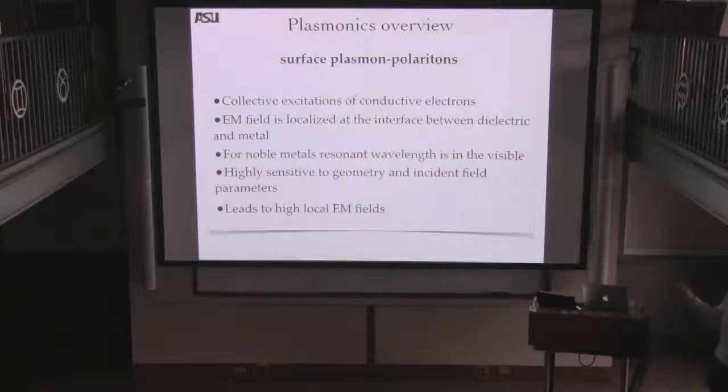Okay. So to quickly summarize, we have collective excitation of conductive electrons, what I call the surface plasmons, and the electromagnetic field is localized at the interface between dielectric and metal. And for noble metals, the resonant wavelength is in the visible, so highly sensitive to geometry and incident field parameters. If I change the shape of the nanoparticle I showed you a few seconds ago, of course, the resonance moves depending on the size of the particle and on the shape as well. So it's a really nice adjusting parameter.